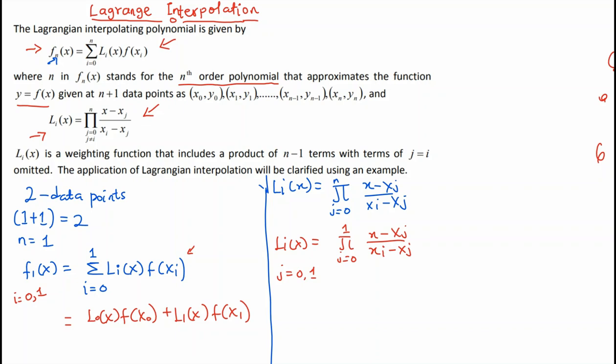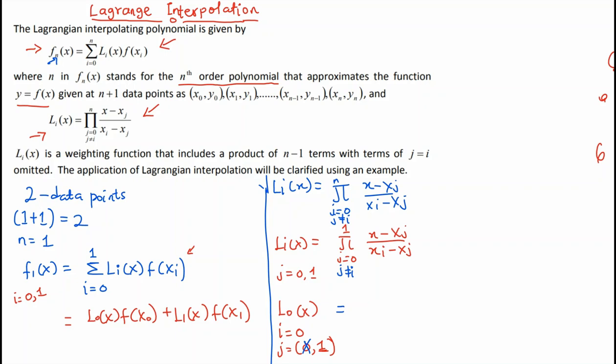Okay, and then don't forget j. j must not be equal to what? I. Let's take note of this. So now let's look at the first weighing function that you are going to have. That was L naught of x, right? In this case, you can see that our i is equal to 0, and then the possible values of j will be 0 and 1. And then j must not be equal to i, and our i is 0. That means that this 0 is out. So now let's look at what you are going to have for L naught of x.